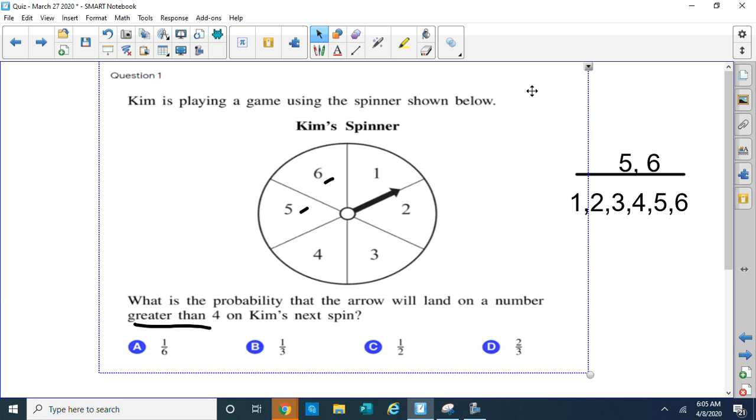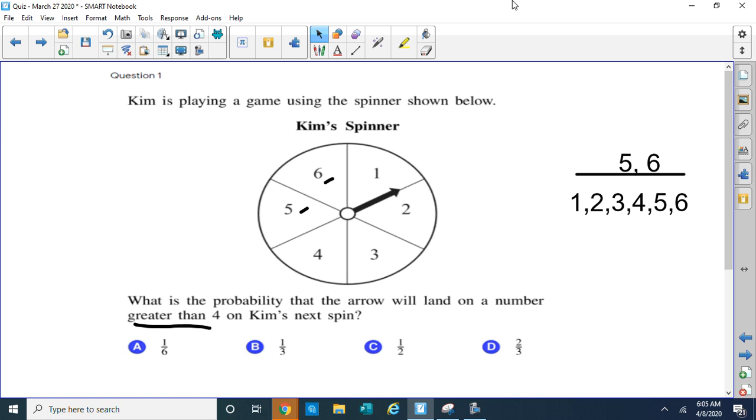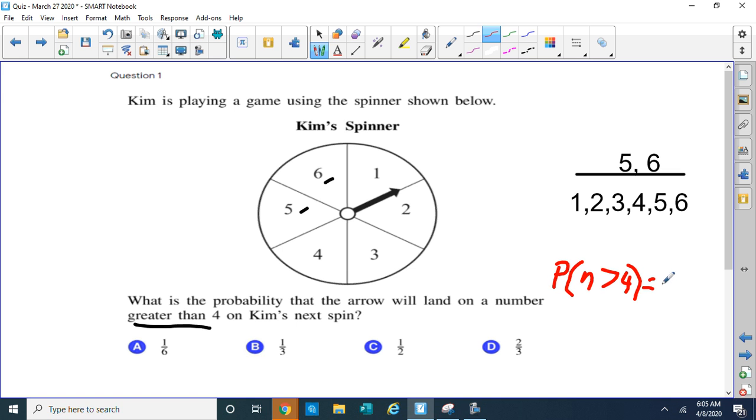The probability, and let me get a pen. So let's get our pen into action here. Let me get my pen. Okay, and I'll choose red. All right, so our probability of getting a number greater than 4 would be 2 numbers, that's the 5 or 6, out of the 6 possible numbers.